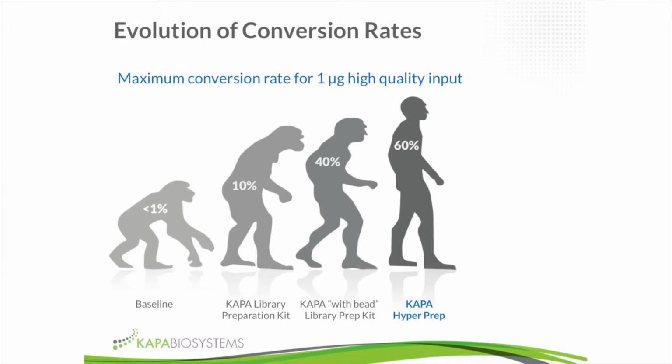With the Kapa with bead library preparation kit, we saw an additional 4-fold improvement. This allowed the core library construction process to be performed in one tube. And then with the development of the Kapa HyperPrep, we saw conversion rates reaching 60%. This had huge benefits for low input samples.